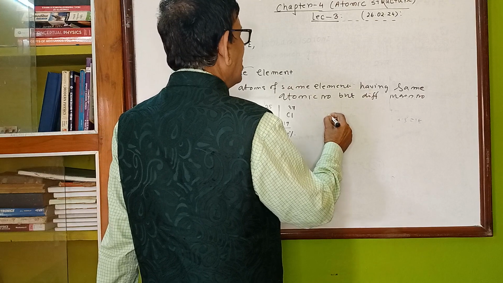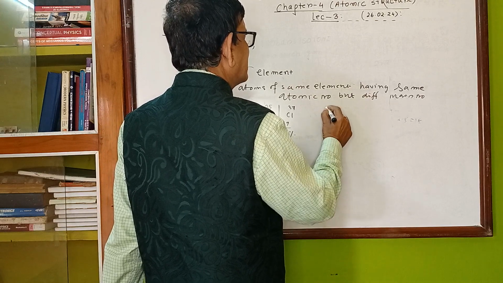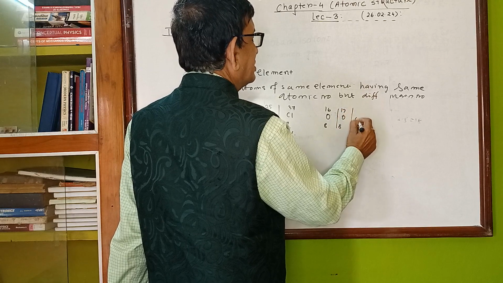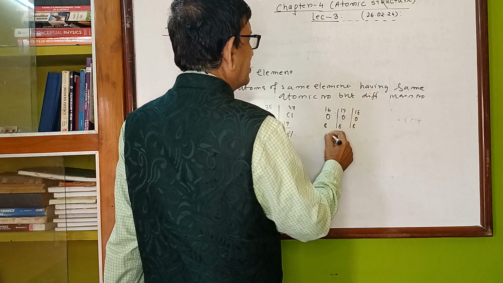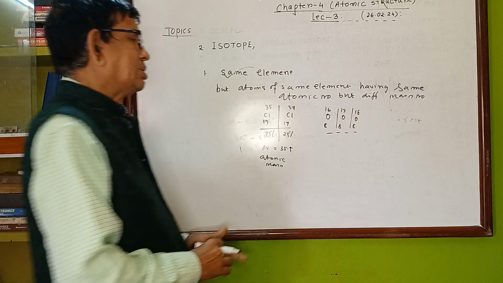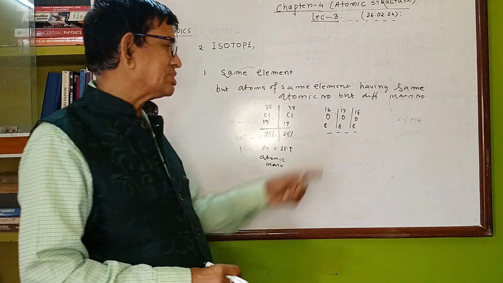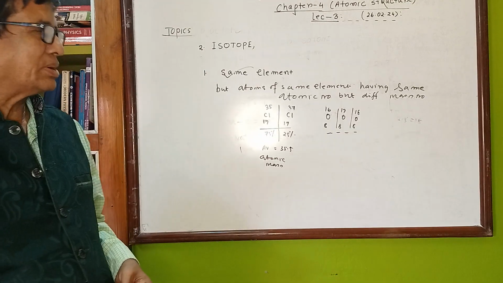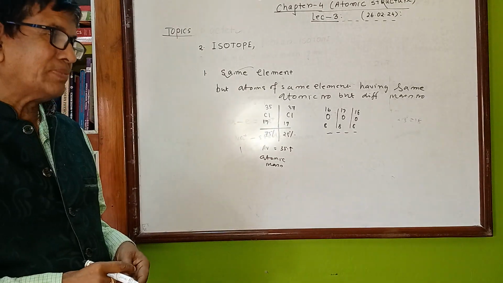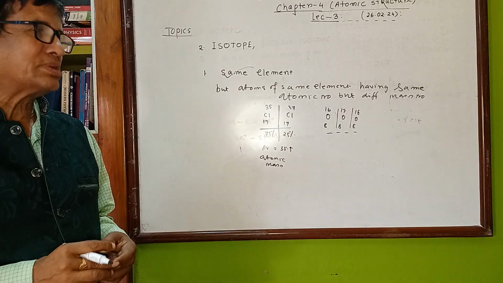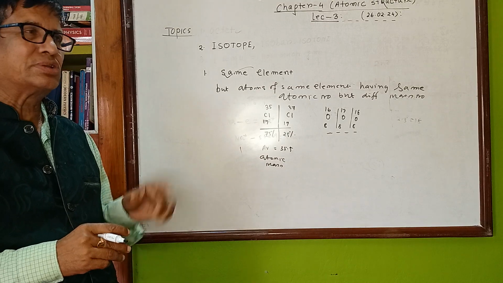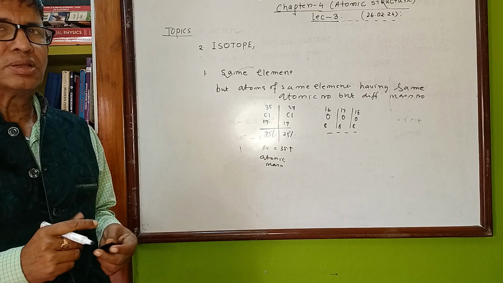Similarly, you can take oxygen 16, oxygen 17, oxygen 18. So there are many isotopes. These are oxygen atoms, the same element, but with different mass numbers and the same atomic number. Since the atomic number is the same, the electronic configuration will be the same, their valence will be the same, and their chemical properties will be the same, because atomic number governs the chemical properties.